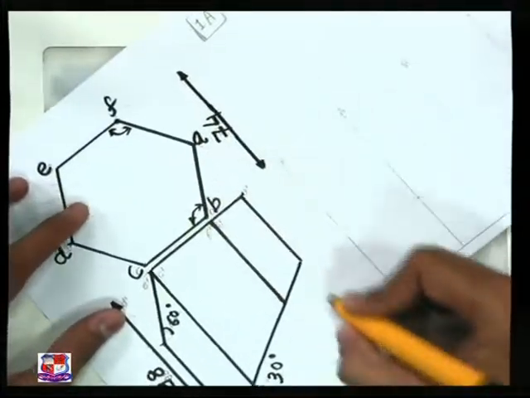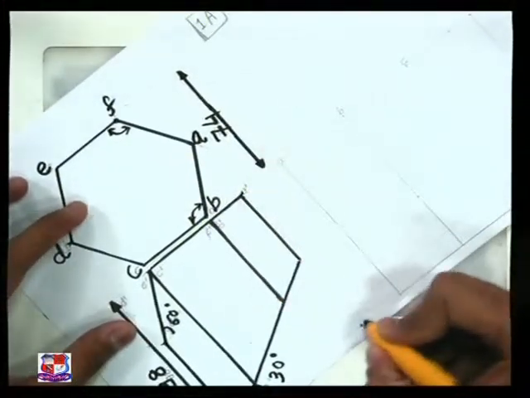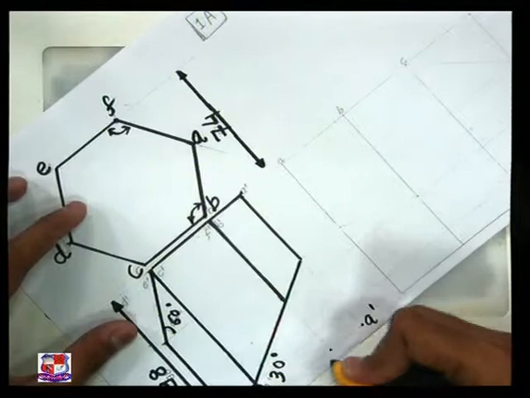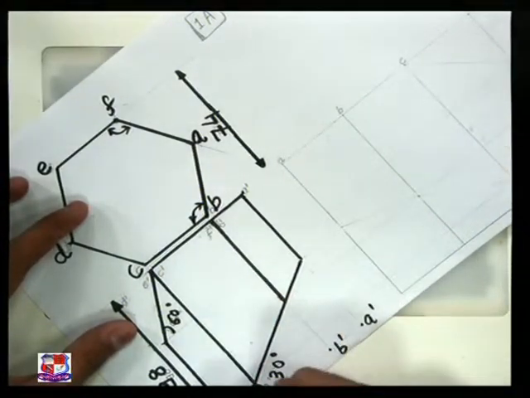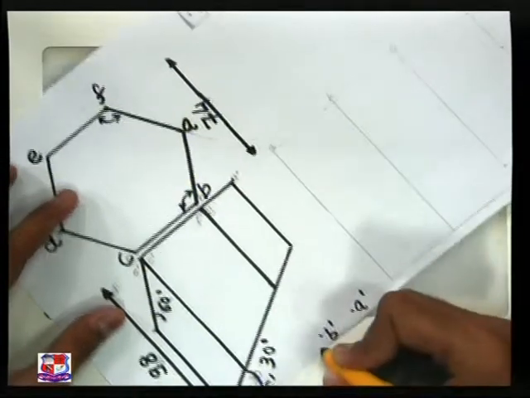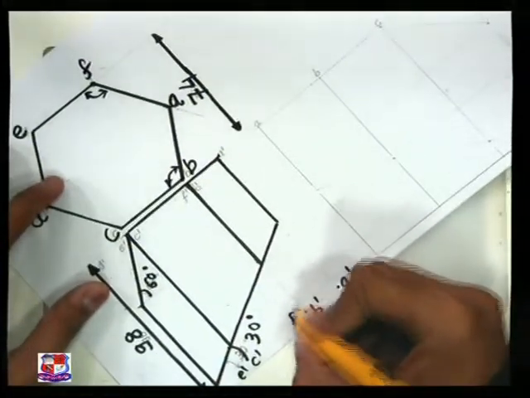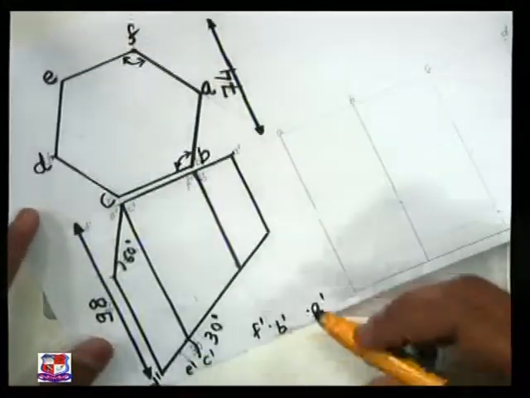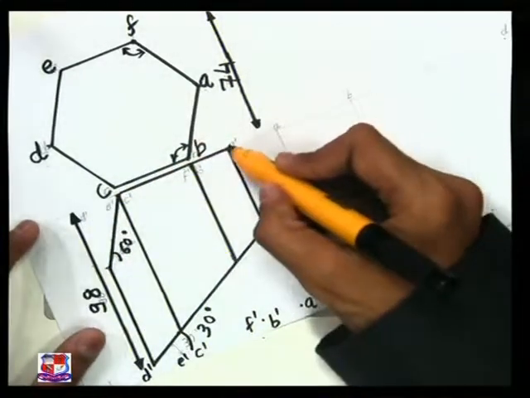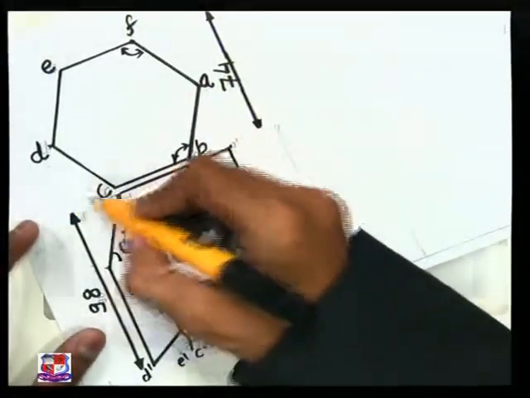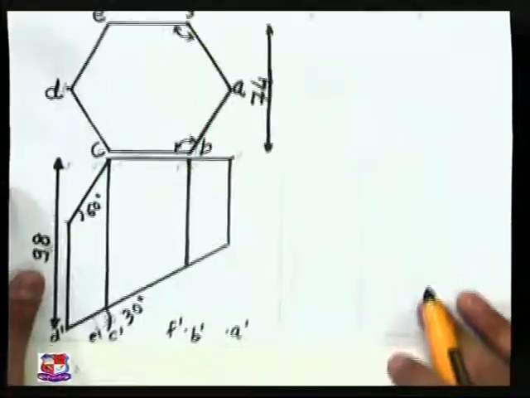Here is point A dash, or we may name it over here A dash. Here is point B dash. Here is point C dash, D dash, E dash, and back to F dash. 6 points are here. You may name the points on this upper face: A dash, B dash, C dash, D dash, E dash, and F dash.